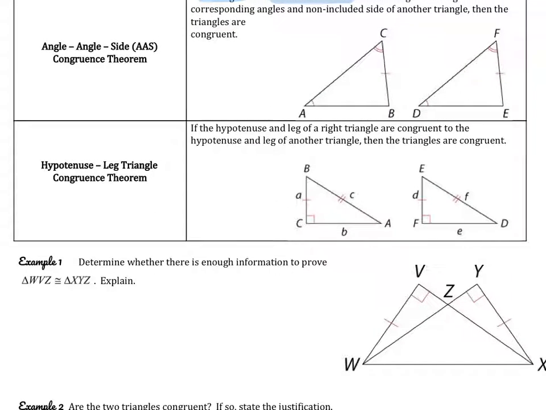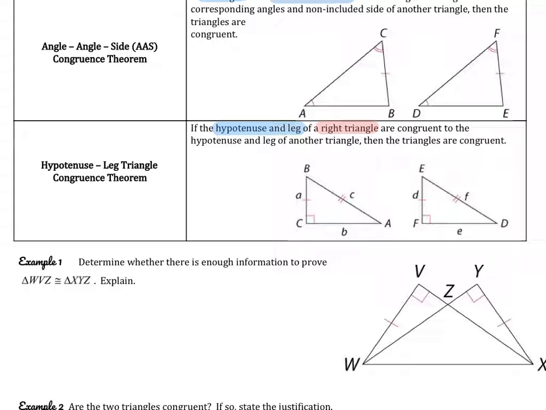Then the hypotenuse leg triangle congruence theorem says that if you have a right triangle, so that's the important first step, it has to be a right triangle, and if the hypotenuse and one leg of a right triangle are congruent to the hypotenuse and a leg of another right triangle, then the two are congruent. First, remember, we know that something is a right triangle if one of the angles has a little 90-degree symbol.